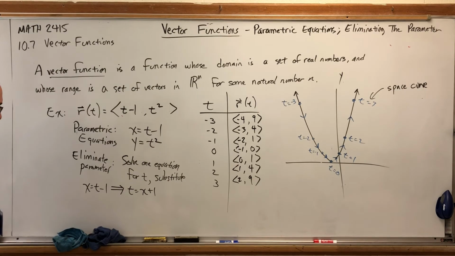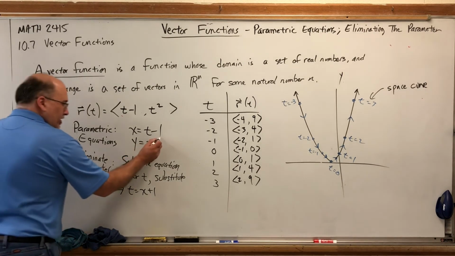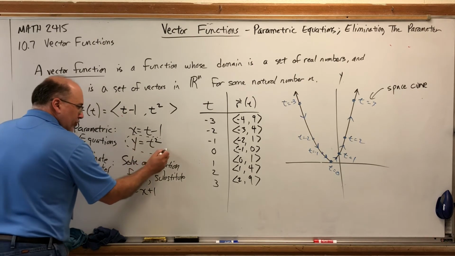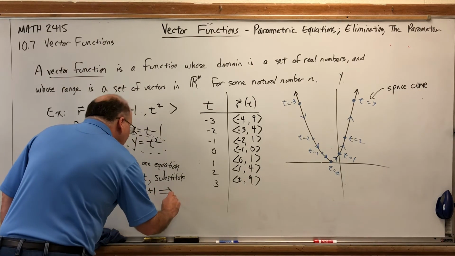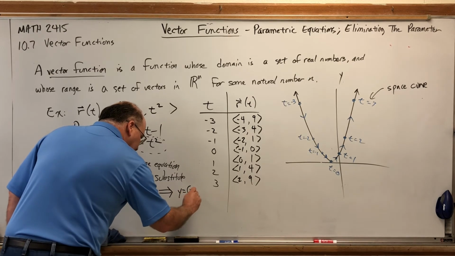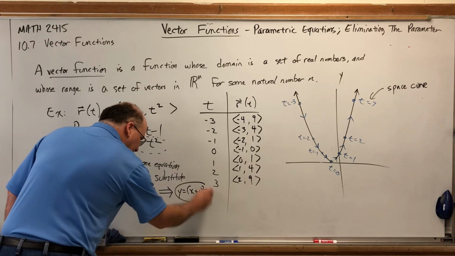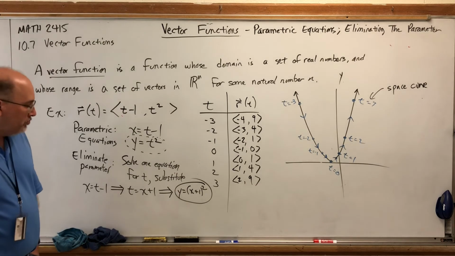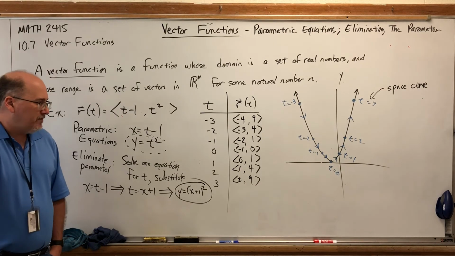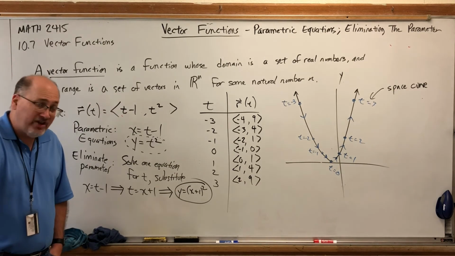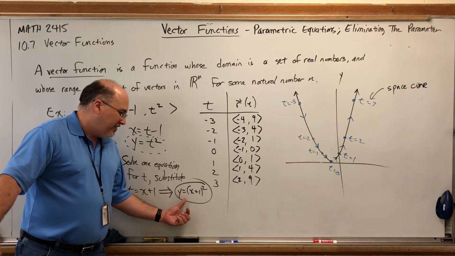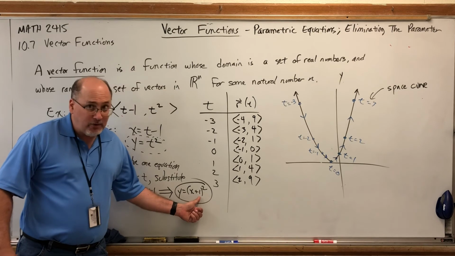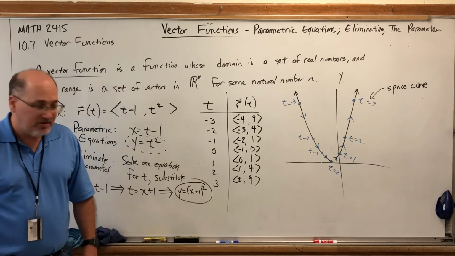But what does that imply? That implies if I go to the other parametric equation, I can replace the t with x plus 1. So this implies that y is equal to (x plus 1) squared. And we've successfully eliminated the parameter. And if you remember about basic function graphs and translating them, you would probably know that this is the equation of a parabola that's been translated to the left 1, which is precisely what that is.